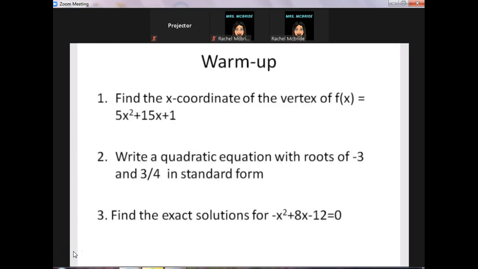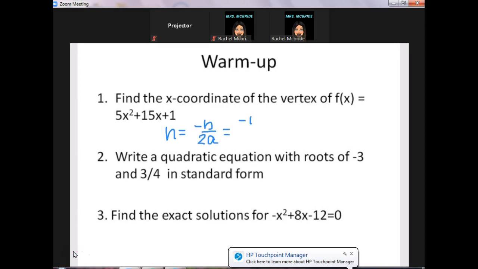So as part of the warm-up, it said to find the x-coordinate of the vertex. So you had f of x equals 5x squared plus 15x plus 1. So the x-coordinate of the vertex was kind of like our h value, which was also equal to negative b divided by 2a, which in this case was negative 15 divided by 10, which reduced, dividing both by 5. So you got negative 3 over 2.